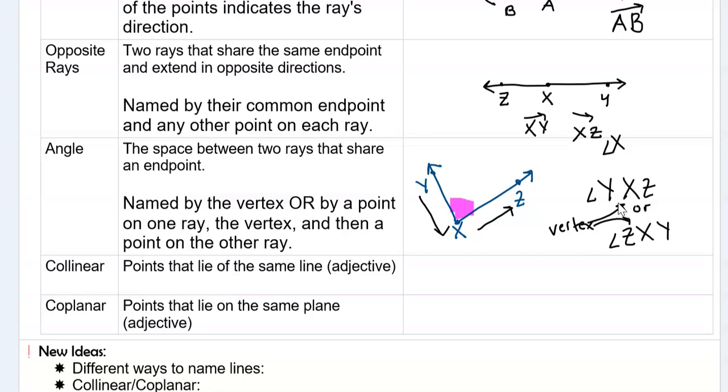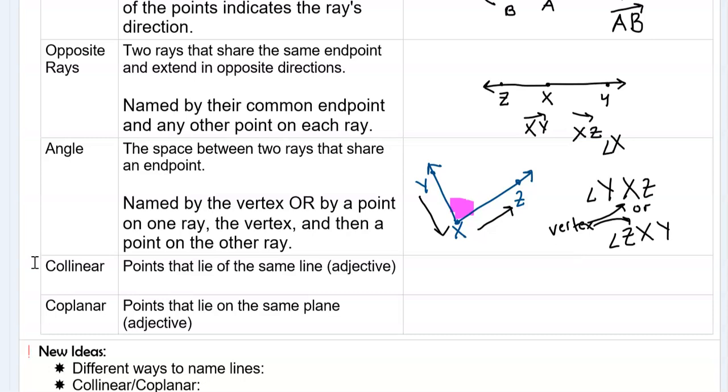Our last two points. We have the adjective collinear and the adjective coplanar. I want to specify that these are descriptions of points. They are not an actual figure in itself. Collinear, that prefix co, kind of like the word company, they come together, right? So they are on the same line.